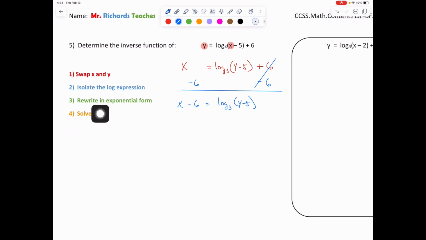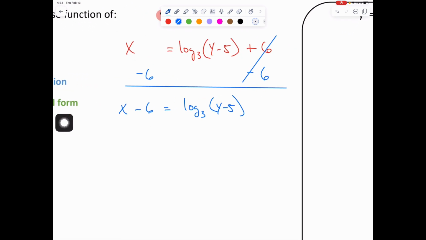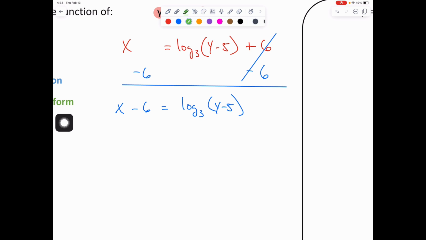Step 3, rewrite in exponential form. All right, so to make this left side and set it equal to our right side, we need to rewrite this as an exponent or exponential form. We will use that same base of 3, and the x minus 6 becomes our exponent, equals, well, now we can get rid of the log base 3, pull down our y minus 5 because these two are now equal.